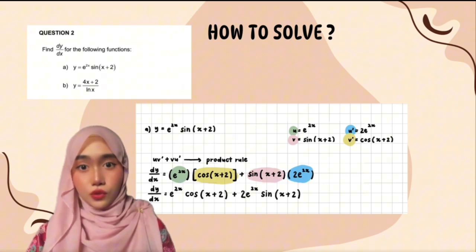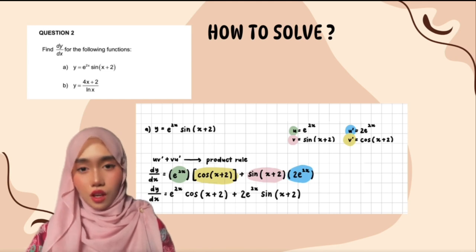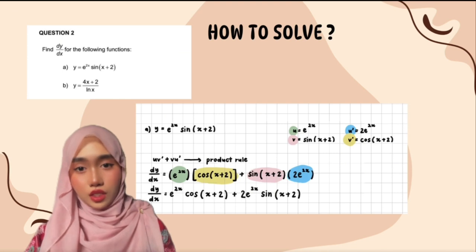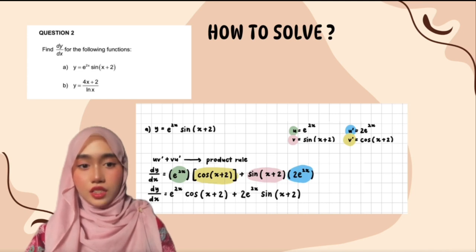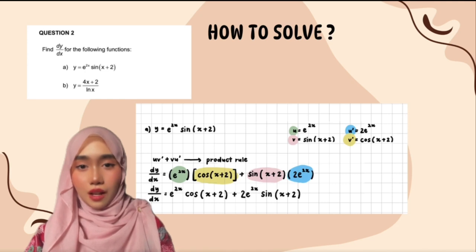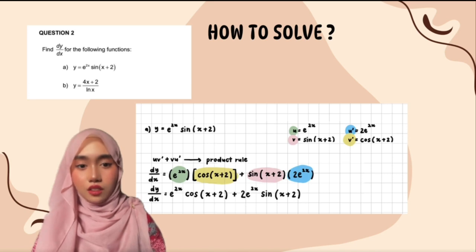We use the formula uv' plus vu'. And like you see, we already differentiated the values, and we just need to put those values in the formula. Okay, dy/dx equals e^(2x) times cos(x + 2) plus sin(x + 2) times 2e^(2x). The last step is to summarize the answer.